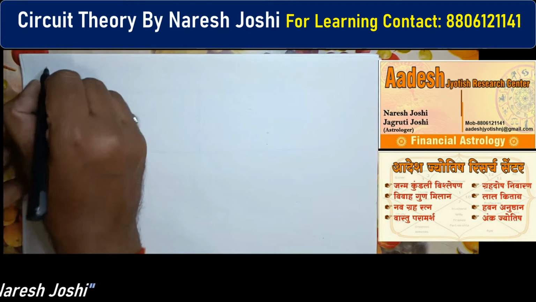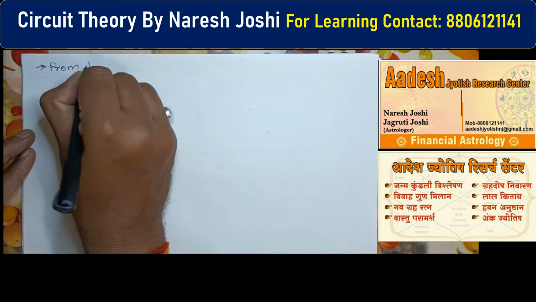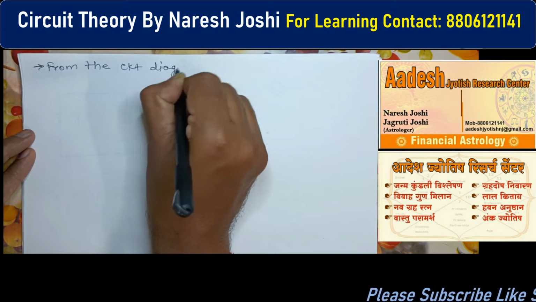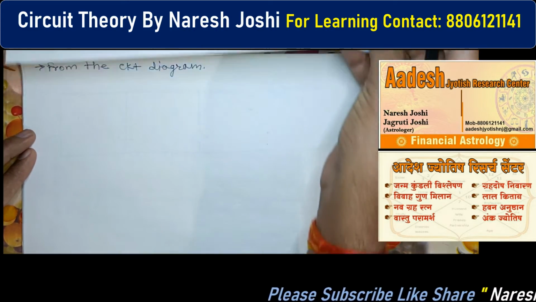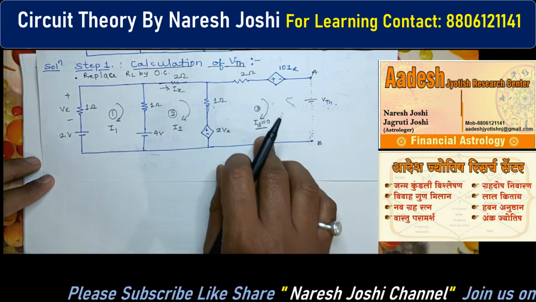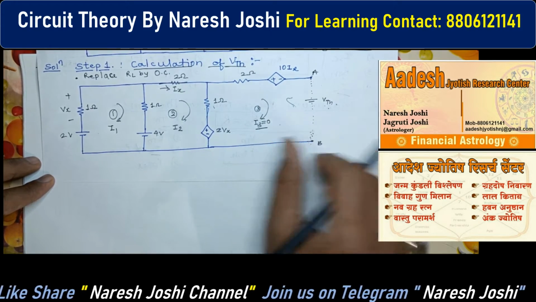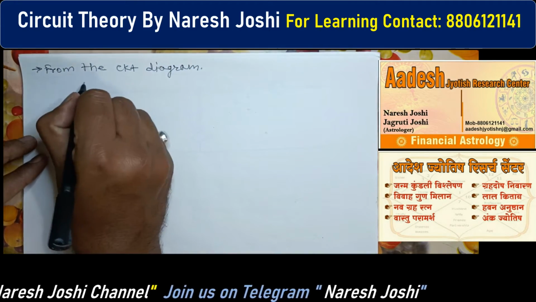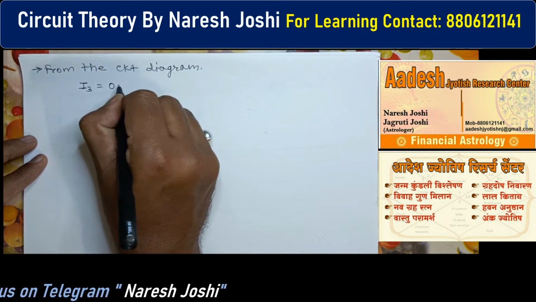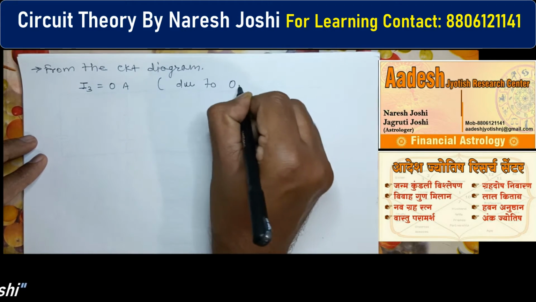So next, from the circuit diagram, whatever parameters we can get directly from the circuit diagram, we have to mention here. So here you can see the first thing is I3 equals 0, because this is open circuited. So I will write here that the value of I3 we have assumed is 0 ampere. Clear? Due to the open circuit condition.